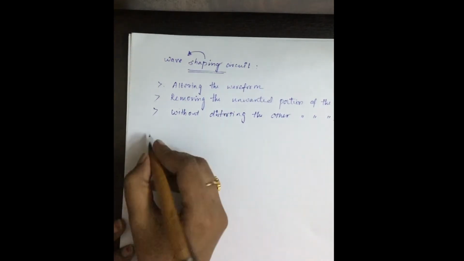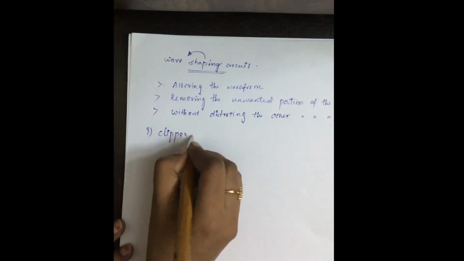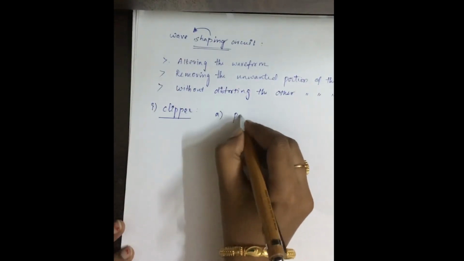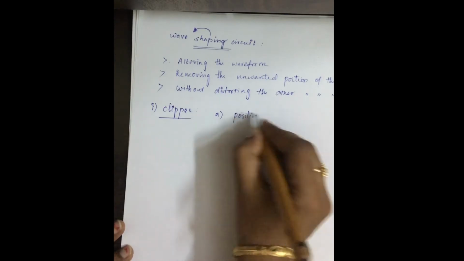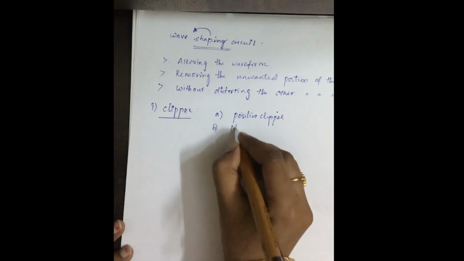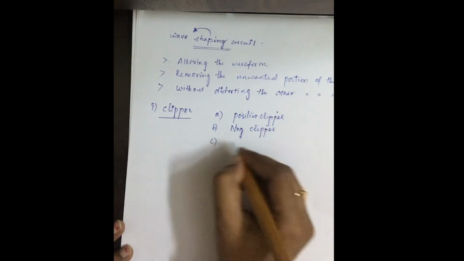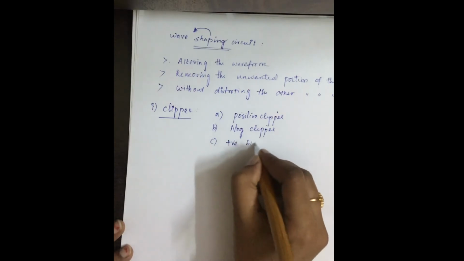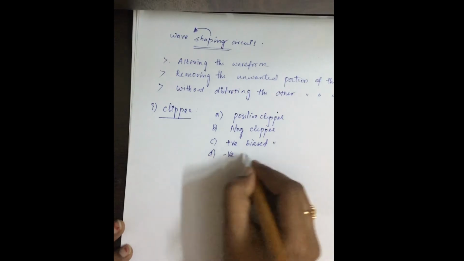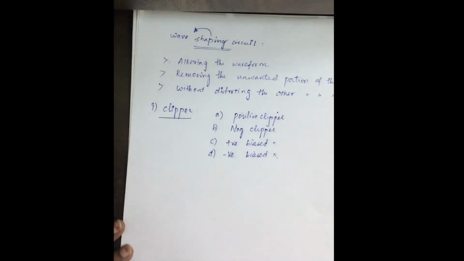Yes. So the first one is the clipper. In the clipper you have four types. One is the positive clipper, another is the negative clipper, another is the positive biased clipper, and next is the negative biased clipper. So there are four types.